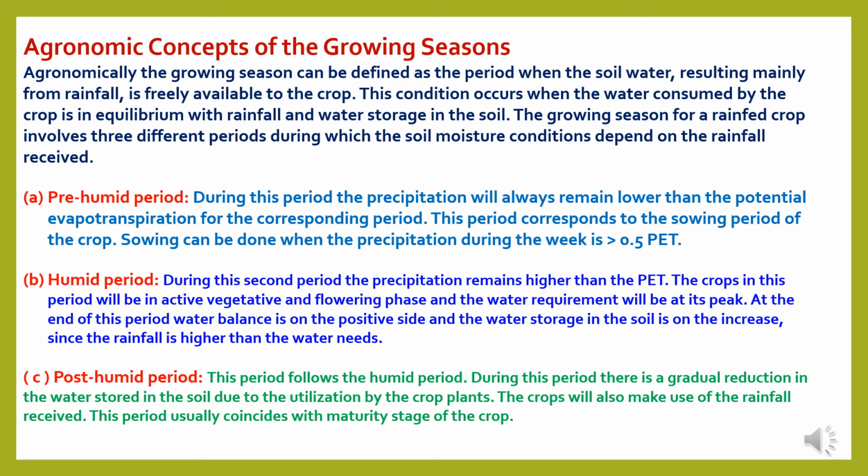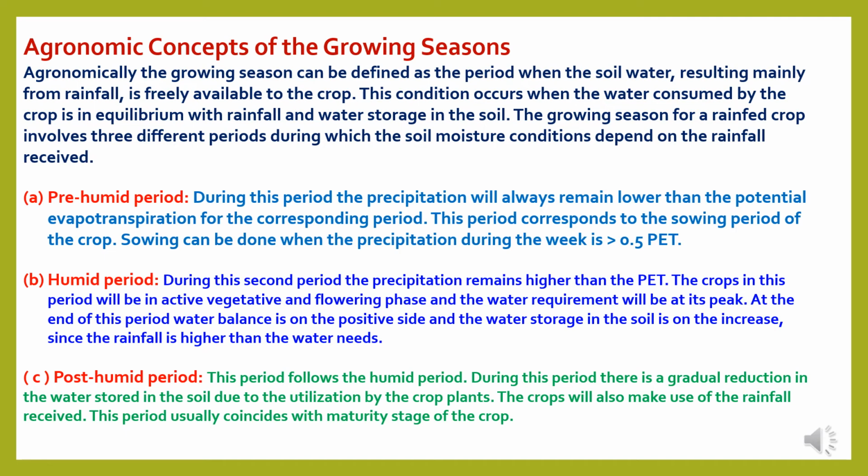Then humid period. During this second period, the precipitation remains higher than the potential evapotranspiration. The crops in this period will be in active vegetative and flowering phase, and the water requirement will be at peak stage. At the end of this period, water balance is on the positive side and the water storage in the soil is on the increasing mode, since the rainfall is higher than the water needs.